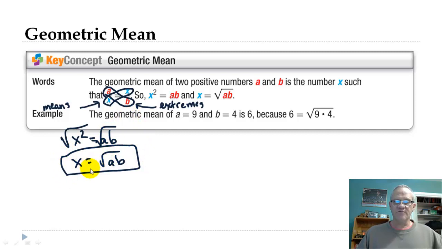So if you're ever trying to find the geometric mean, or what x is, you just take the two numbers that you have, multiply them together and take the square root of that. That's what the geometric mean is. That's what x is going to equal in this proportion here.